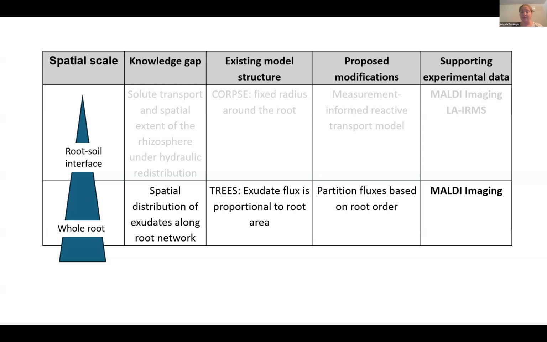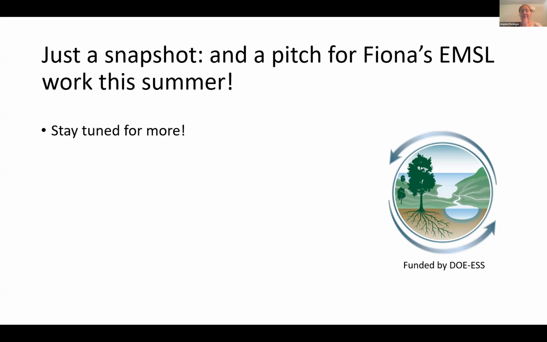And so this is just a really, really quick snapshot. I really wanted to include it mostly because Fiona is there at EMSL. I would love for folks to talk with Fiona and get some feedback on this project and what opportunities we might have for other integrated imaging possibilities. So please stay tuned for more.